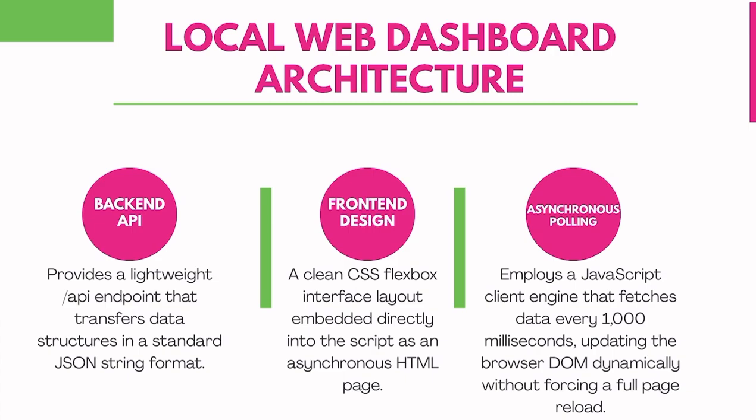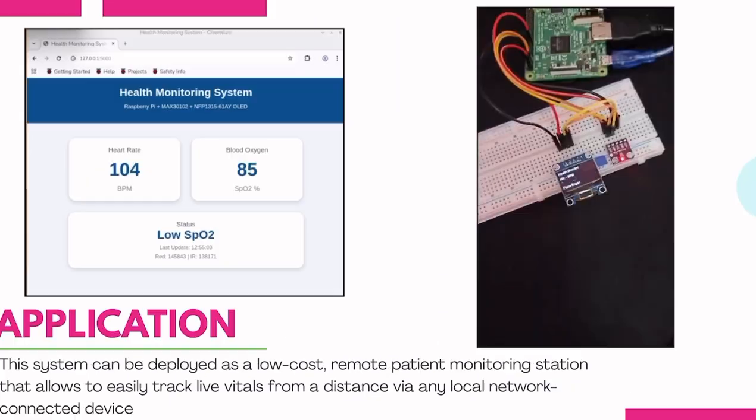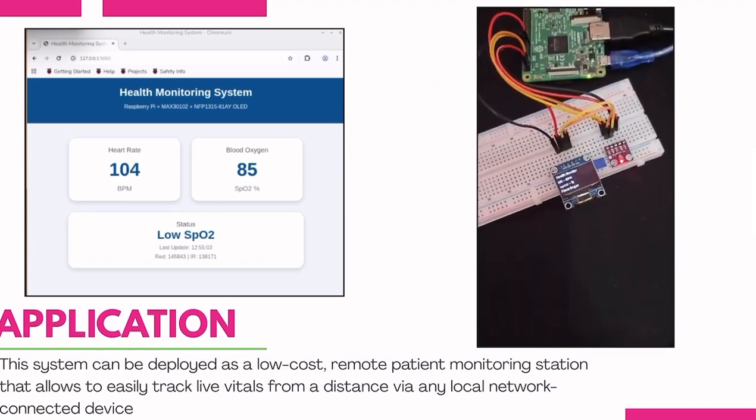Local web dashboard architecture. Backend API: a lightweight API endpoint transfers data structures in a standard JSON string format. Front-end design: a clean CSS flexible interface layout embedded directly into the script as an HTML page. Asynchronous polling employs a JavaScript client engine that fetches data every 1000 milliseconds, updating the browser DOM dynamically without forcing a full page reload. This is the application.